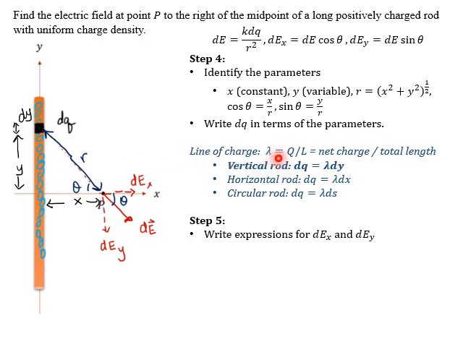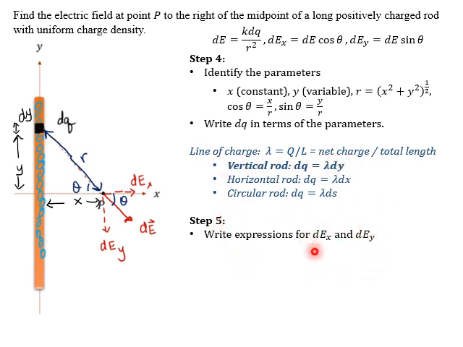We know that charge density is charge over length, so our little bit of charge here, dq, is the density, lambda, times the length of our little bit of charge. Our length of our little bit of charge is all in the y direction, and it's only a little bit of y, so we call that dy. So here's our expression for our charge density because we have a vertical rod.